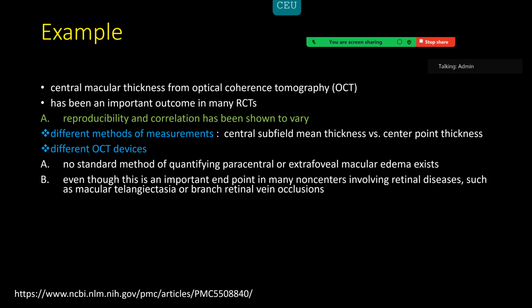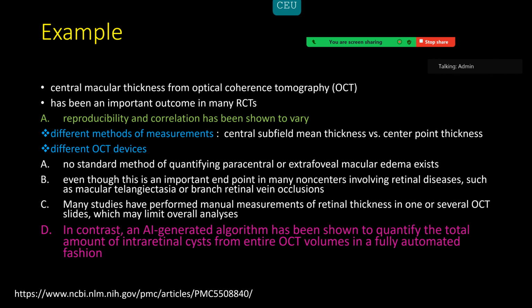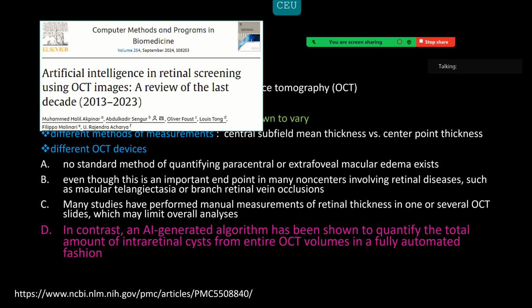So, even though it's an important thing, not only in diabetes, but also in branch retinal vein occlusions and telangiectasia of the macula, this is an important outcome. So, 99% of ophthalmic trials use the manual method of OCT measurement. But you can see now that if you just take a photo in one shot and the computer is able to do that, it can do not only one area, it can do the entire macula or the entire fundus. So, this is an example of artificial intelligence and retinal screening.